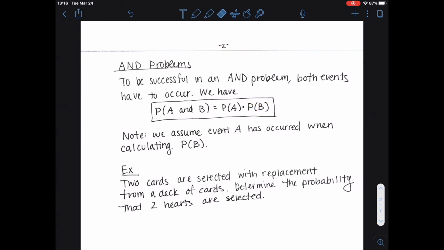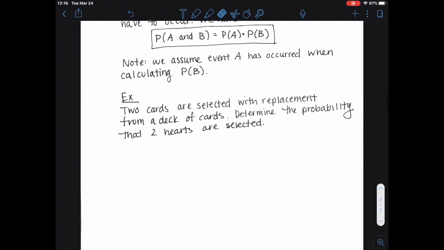So let's look at an example so you can kind of see what we mean. 2 cards are selected with replacement from a deck of cards. So we want to determine the probability that hearts are selected. So basically we're going to have 2 draws. The with replacement tells you I'm going to pull a card out of the deck, take note of what it is, and then it's going to go straight back in. So if we look at that first draw, we want it to be successful, so we want to see what's the probability our first draw is a heart.